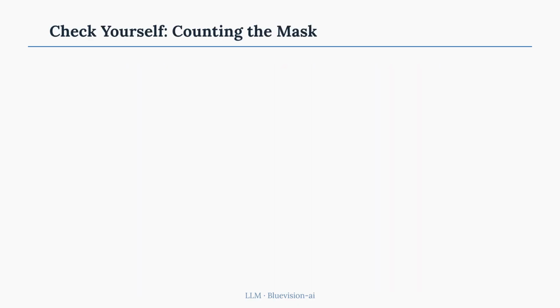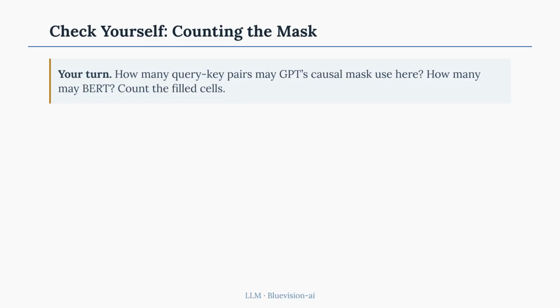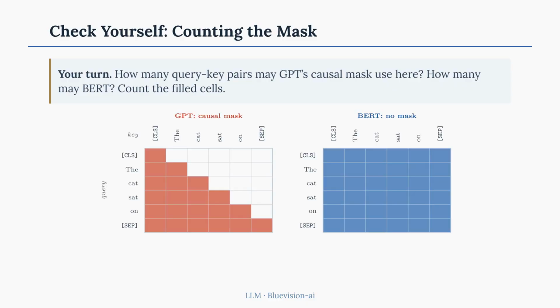Before we move on, let's put a number on that difference. Here's the question. Take the 6-token sentence you've just been looking at. Under GPT's causal mask, how many query key pairs is the model allowed to use? And under BERT's encoder, how many? Don't estimate it, count the filled cells. There are the 2 grids again, exactly as you saw them. 6 rows, 6 columns, 36 cells in each. We'll walk the causal grid 1 row at a time. And I'll hold back the rows we haven't reached yet, so each one stands on its own. Make your guess before the first row lands.